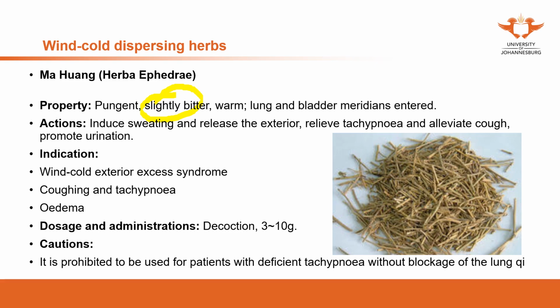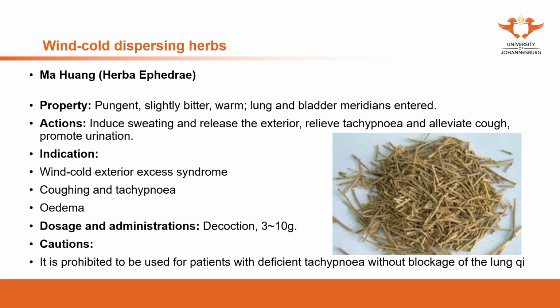Slightly bitter is the specific property of Mahuang, and then you add on the common characteristics of this group of herbs, which are pungent, warm, lung and bladder meridians entered. So these are the natures, the tastes, the flavors, and also the meridian tropism. That's something we need to remember.